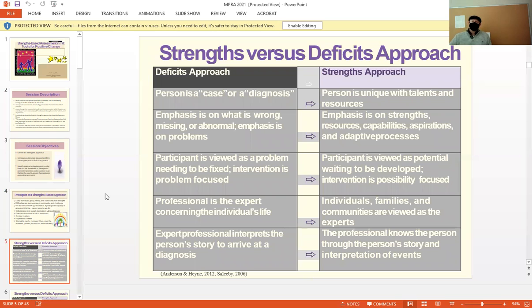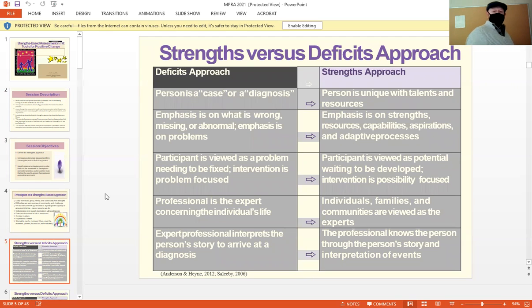In the strengths approach, your emphasis is on strengths, resources, capabilities, aspirations, what you want to do, and adaptive processes, which in turn is going to give them hope because you're saying, this is what we can do to help you reach your aspirations of what you're wanting to do. You're looking in a positive manner and saying, these are adaptations we can do to help you.